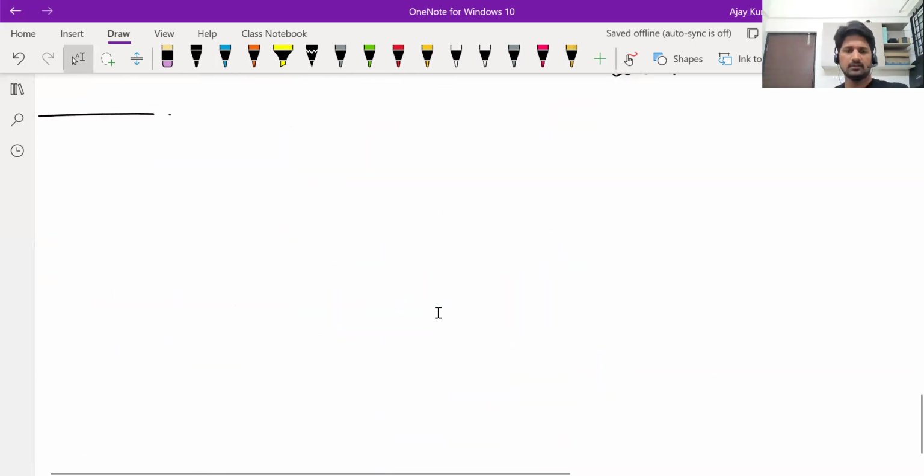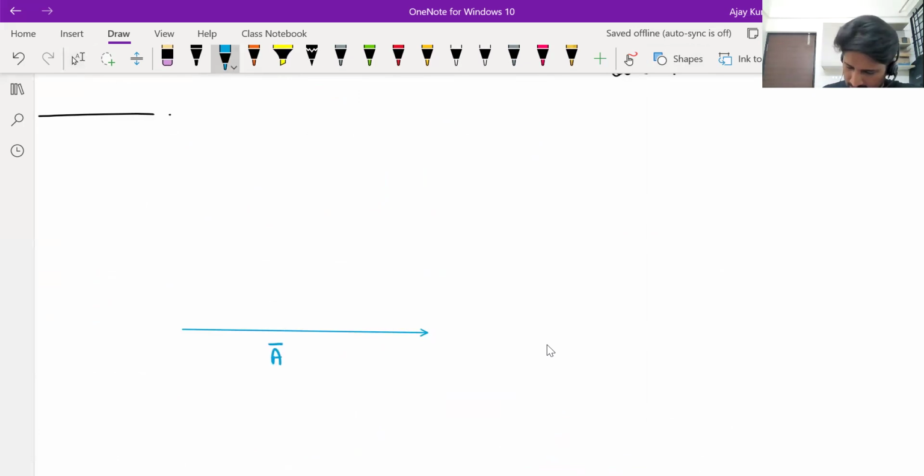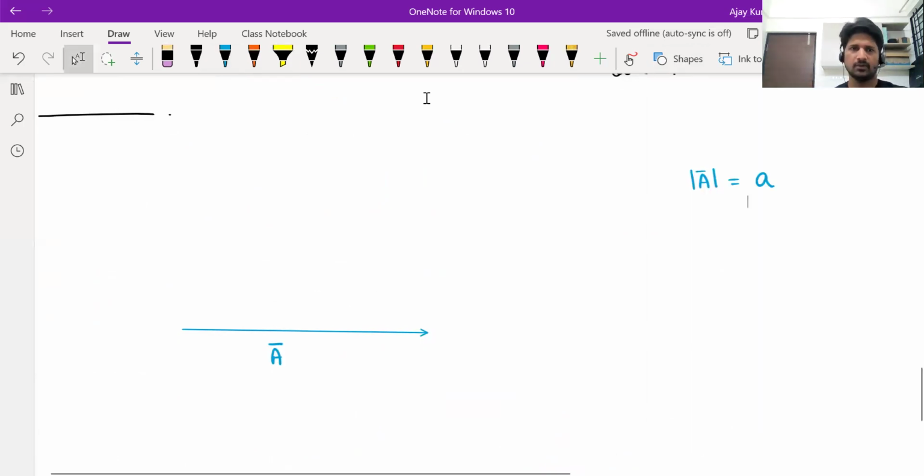So let's consider two vectors first. Let this be the first one. Let's call it A. And the magnitude of the vector A, let's simply call it small a for now. I told you modulus represents magnitude. Let's call it small a. Consider another vector.